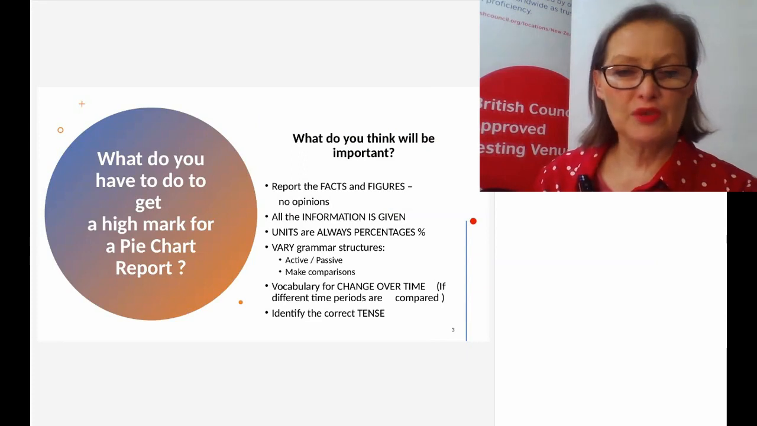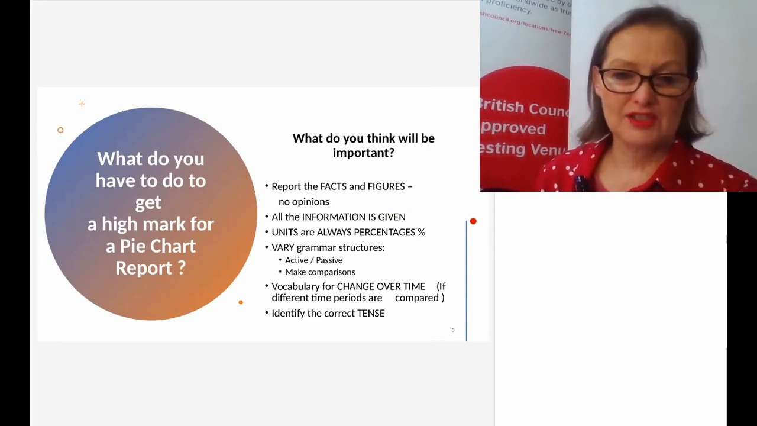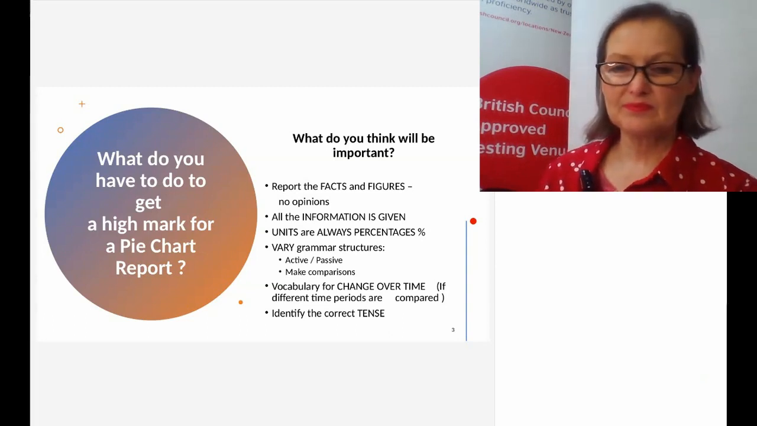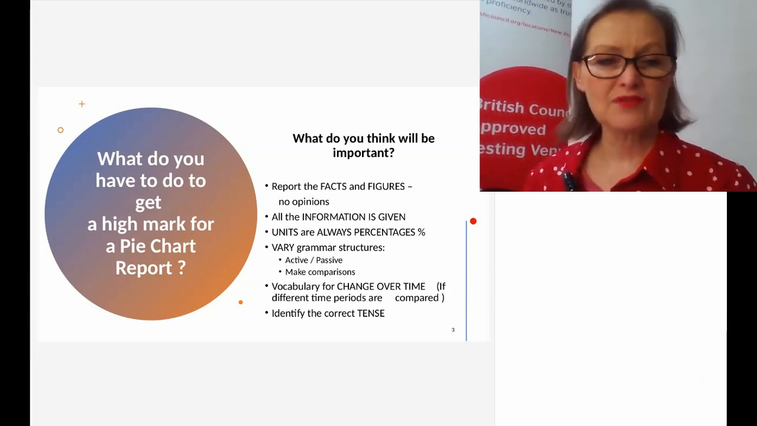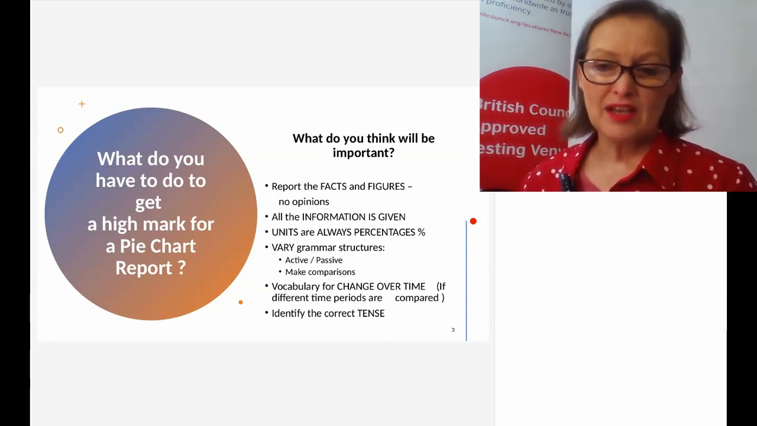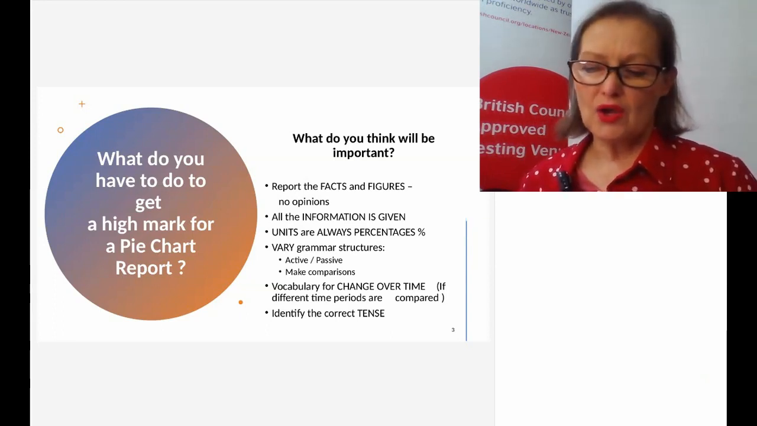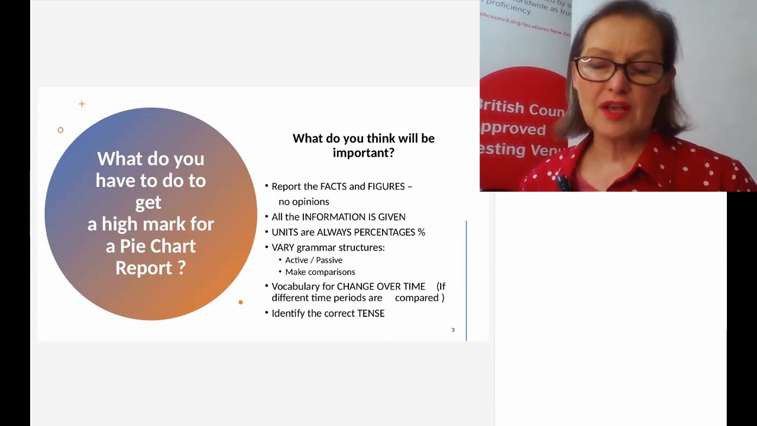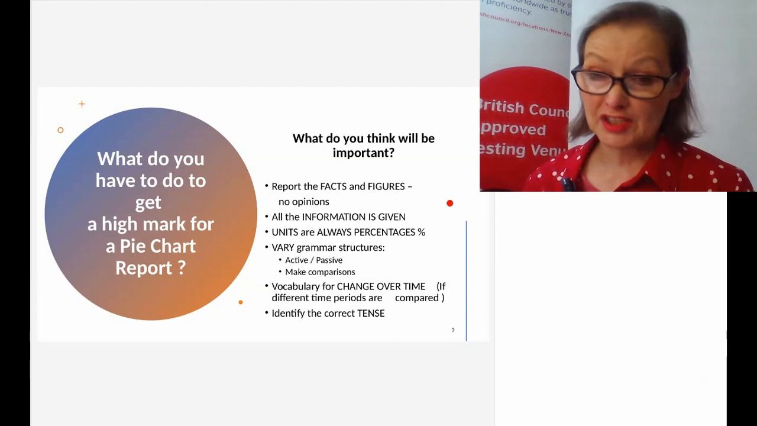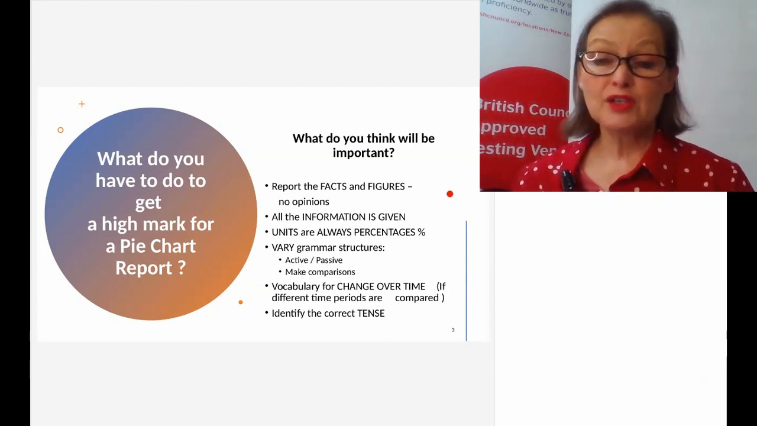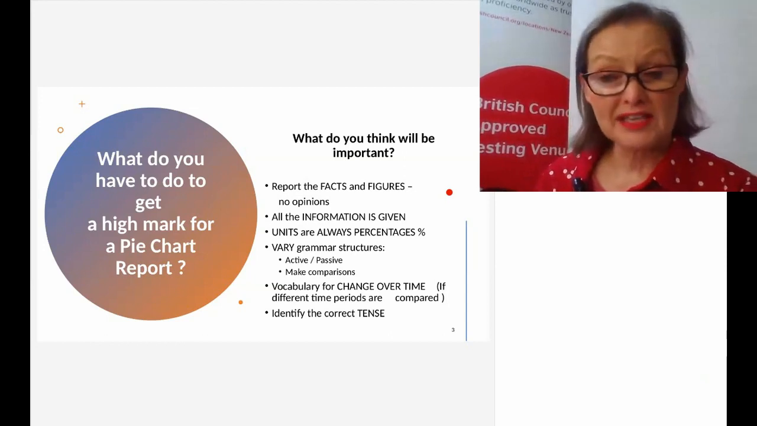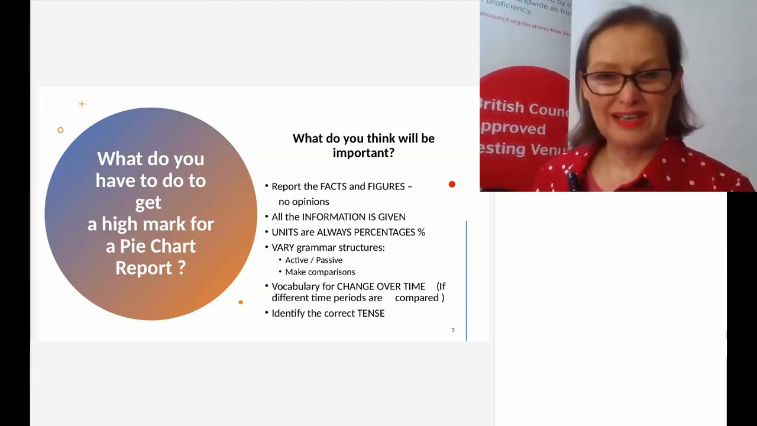What do we have to do to achieve a higher band score for our pie chart report? Once again, as with the line graphs, the collocation is very, very tight. So there are certain structures that you can use again and again, and variations which I'm going to show you, and you really don't need to deviate from this. So once you've got this basic language, they're actually quite simple.